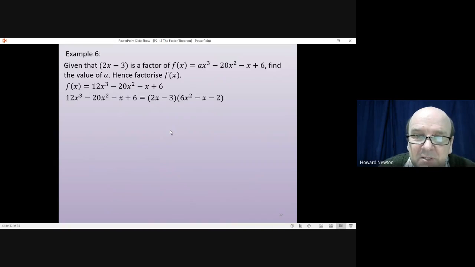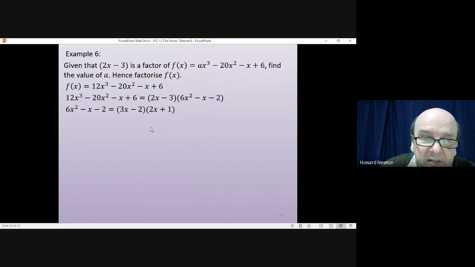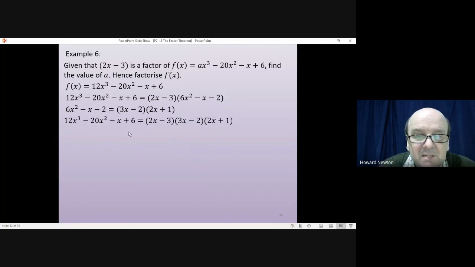And then last of all, I just need to make sure that the constant at the end works. I want plus 6. And when I do minus 3 times minus 2, I get plus 6. So no mistakes, 2x minus 3 is a factor. And then this quadratic is the quotient, it's the other factor. And we just need to factorize that in the normal way. Well, factorizing that gives us 3x minus 2 times 2x plus 1. Then we know all three factors. And we can say that the cubic is equal to 2x minus 3 times 3x minus 2 times 2x plus 1.